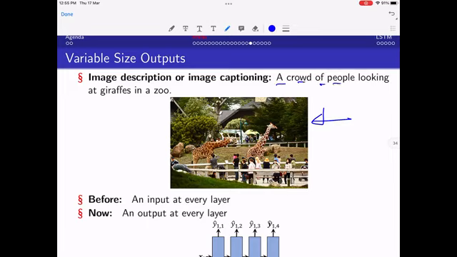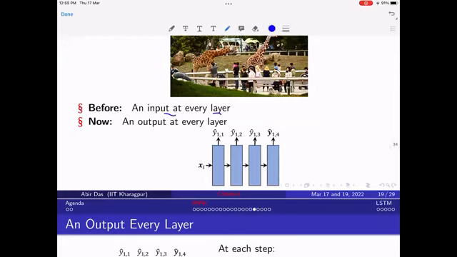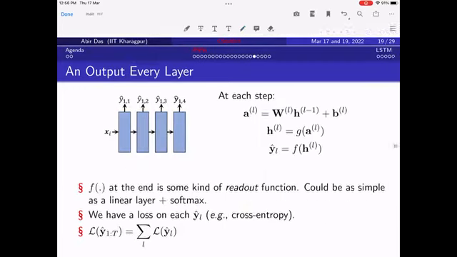A crowd of people looking at giraffes in a zoo. It may be very different for another image, so it may not always have this many words. Before we were getting an input at every layer, now we are getting an output at every layer. So it is xi as the input, then from every layer you are getting this output, and for getting this output you just use a readout function.